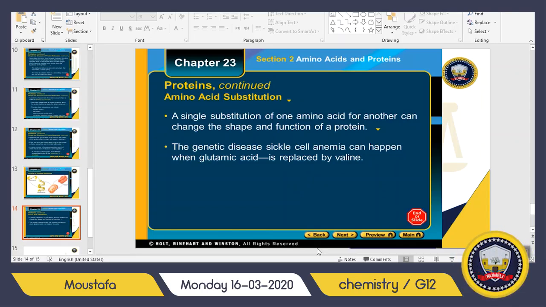So now we understand the 4 levels of the protein structure. We have primary, secondary, tertiary, and quaternary. So today we finished our section.